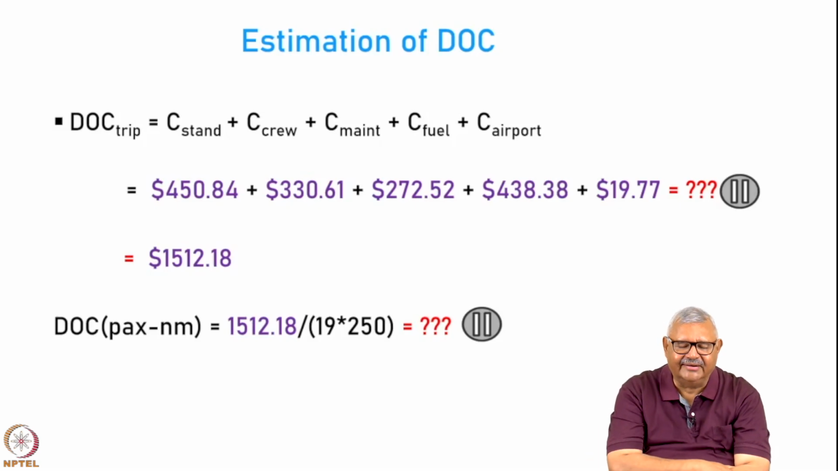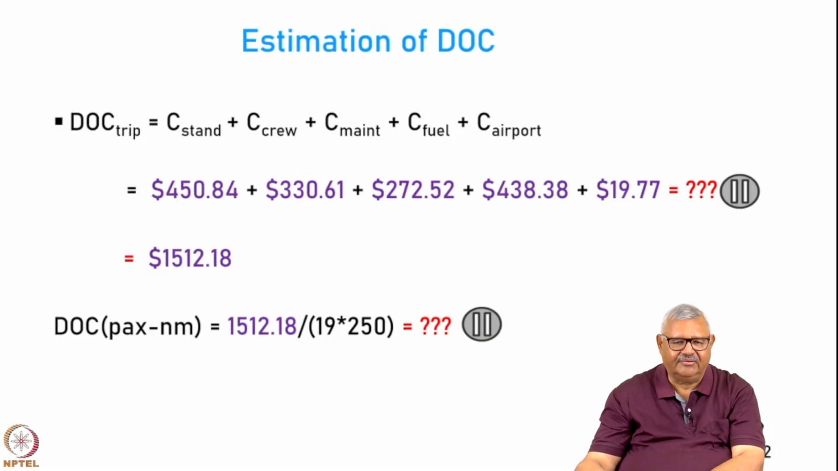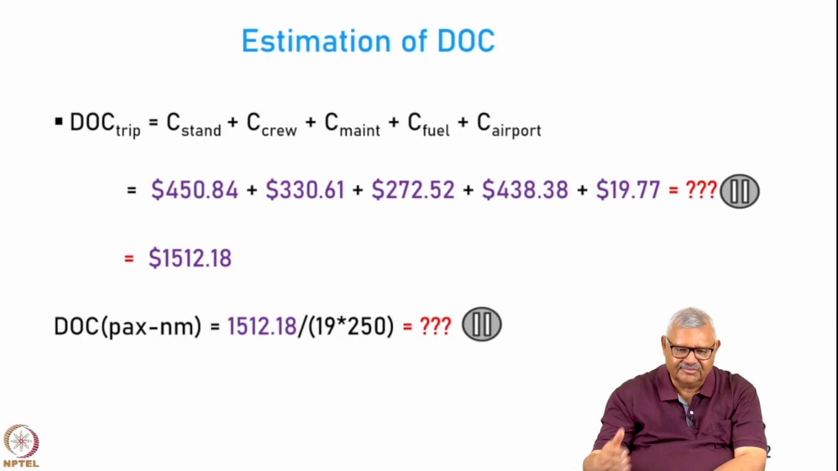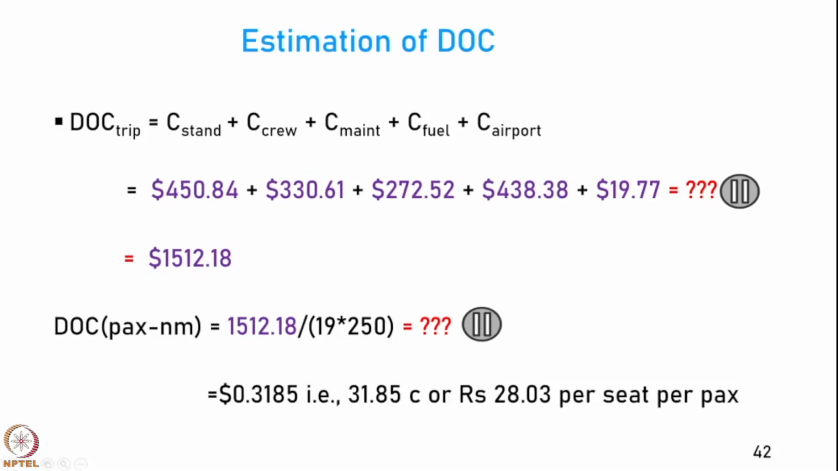Now, we have 19 passengers, we assume they go full, and we are travelling 250 nautical miles. So, therefore, what is going to be the DOC per passenger per nautical mile? It will be 1512.18 divided by 19 into 250. Please pause your video, do the calculation. The number comes out to be 0.3185 or 31.85 cents.